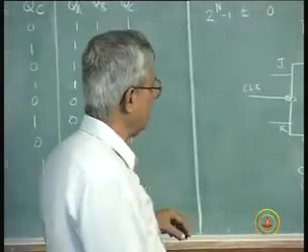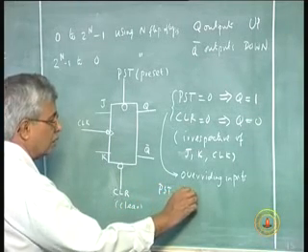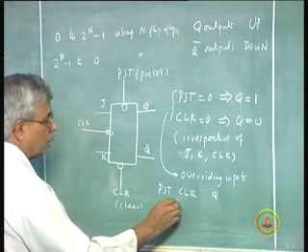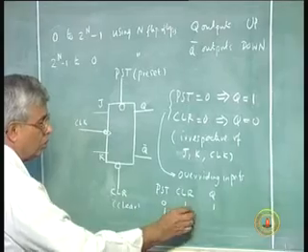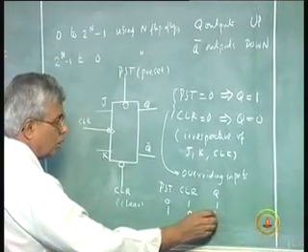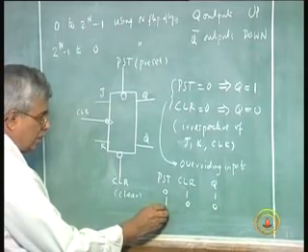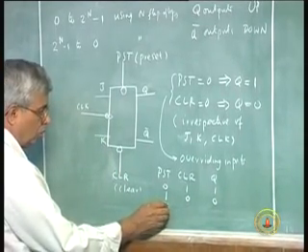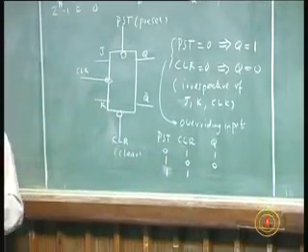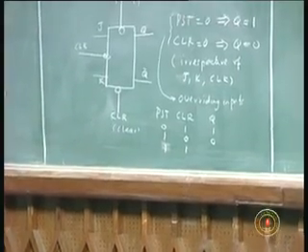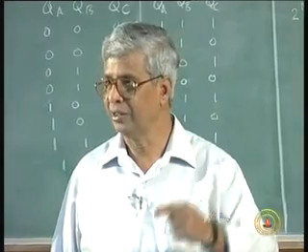So that means I can now write a table which is called a preset clear table, with preset, clear, and Q. Preset is 0, clear is 1, output is 1. Preset is 1, clear is 0, output is 0. When preset is 1 and clear is 1, then and only then the flip-flop functions normally, taking j and k as the inputs and the clock cycle.